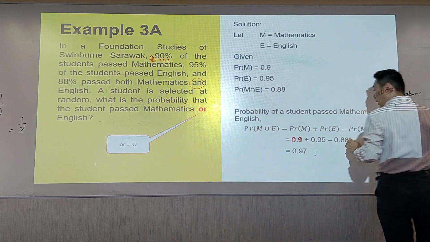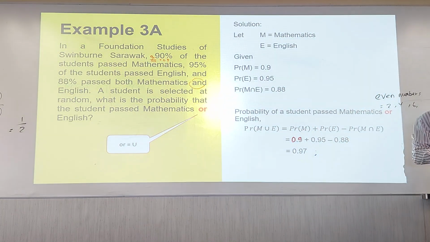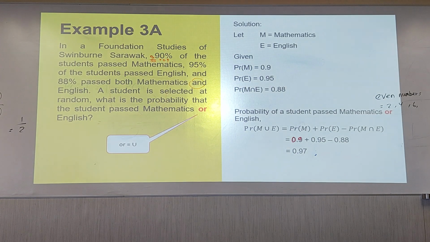So it's minus 0.8%. So the answer is equal to 0.97. Bear in mind, a probability value must be between 0 and 1, it cannot be bigger than 1. That is the way you check your answer.